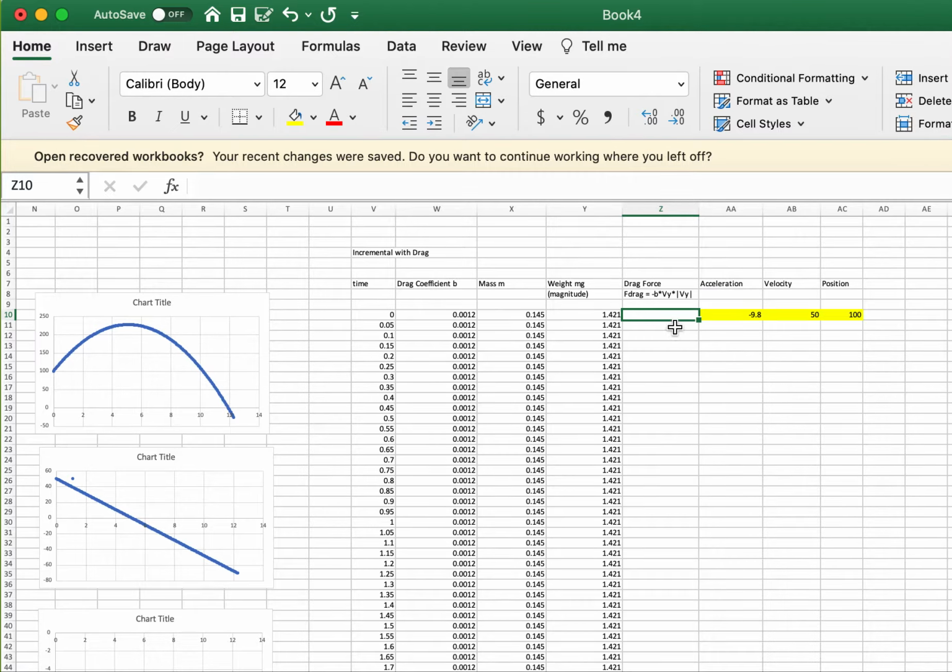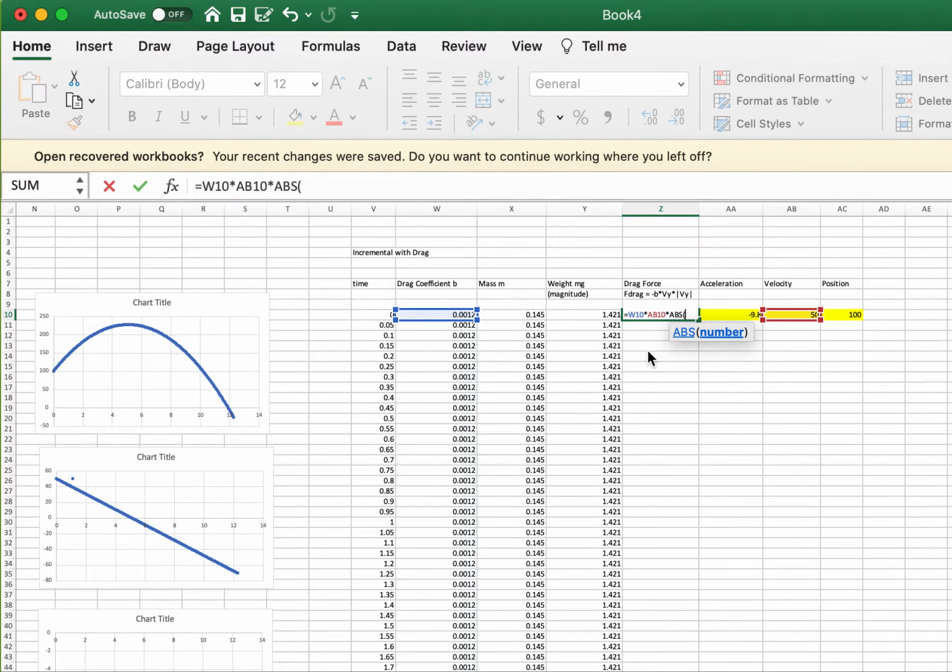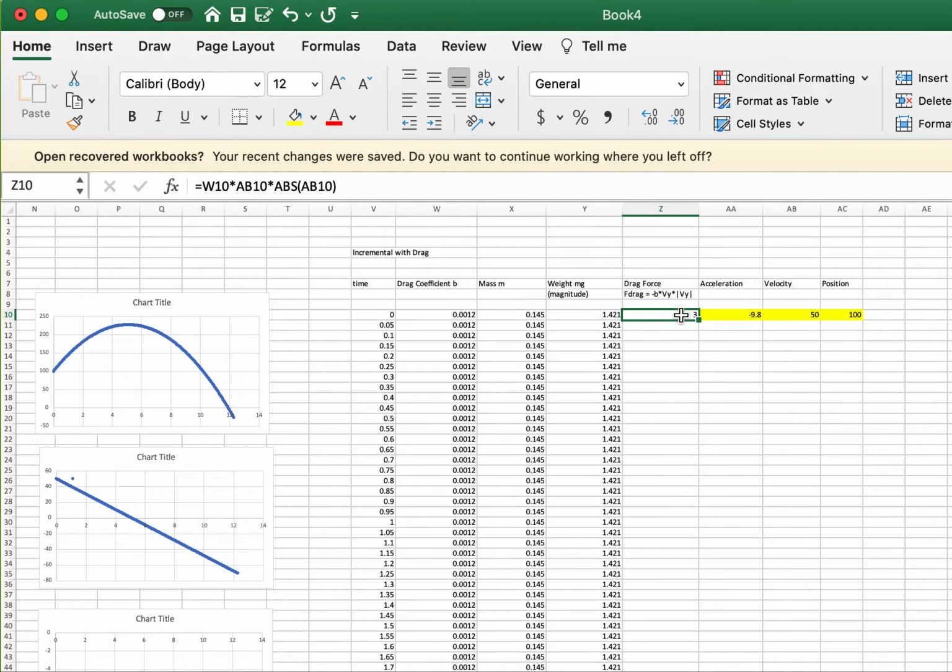Now, when it comes to the drag force, we want to call up W10, which is the drag coefficient, and we want to multiply by AB10, which is that velocity, and then we want to multiply by the absolute value of AB10. Oh, I need my negative on there. Alright, now we have the drag force.